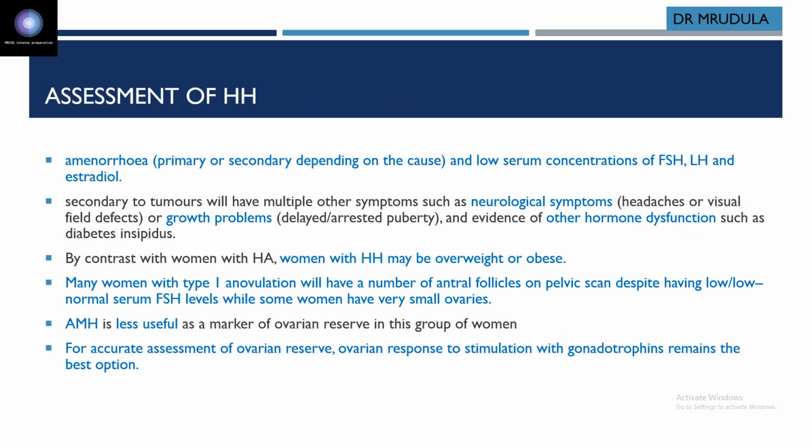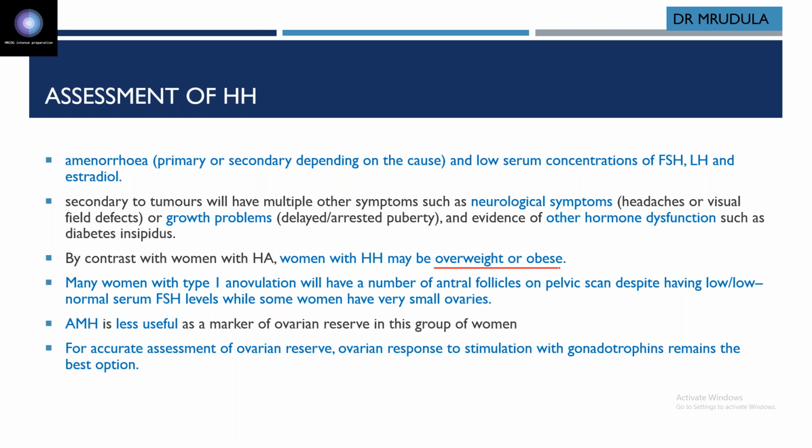So how are you going to assess this HH? Usually there will be amenorrhea. It can be primary or secondary depending upon the cause, whether it is congenital or acquired. Gonadotrophin concentrations will be very low, like FSH, LH, and estradiol. So all will be decreased. When the causes are acquired, like tumors, they have other symptoms like neurological symptoms, growth problems, and other hormonal dysfunctions like diabetes insipidus.